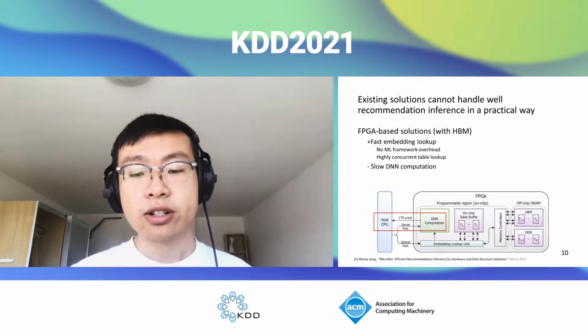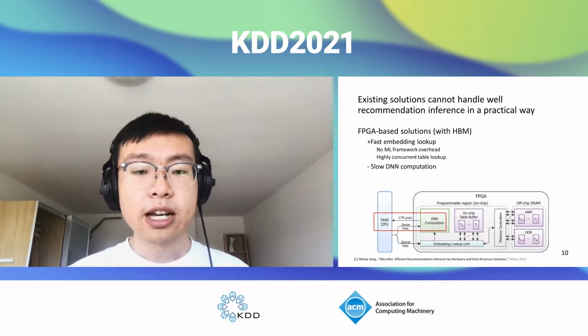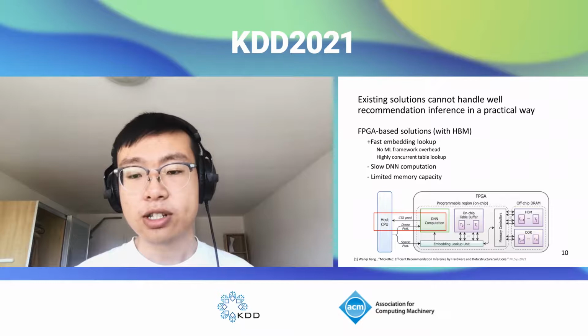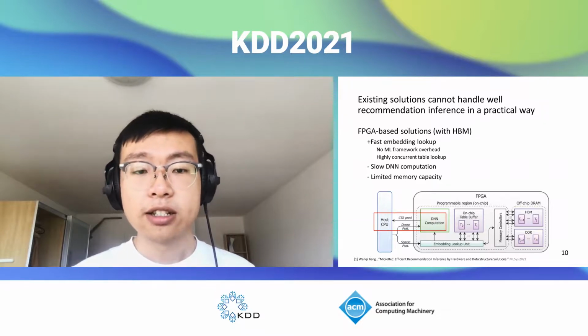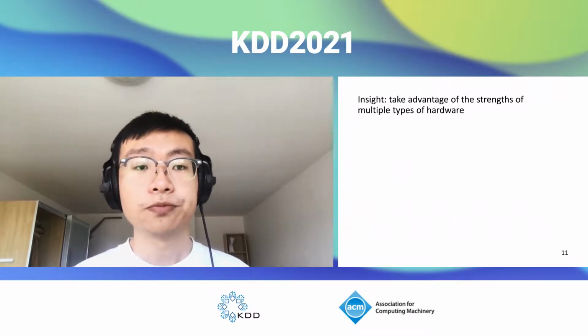However, FPGAs are known to be very slow in terms of DNN computation. I mean, at least one order of magnitude slower than GPU. And also, HBM is an even more scarce resource on FPGA. In this case, only 8 gigabytes, which is definitely not sufficient to serve any very large recommendation models.